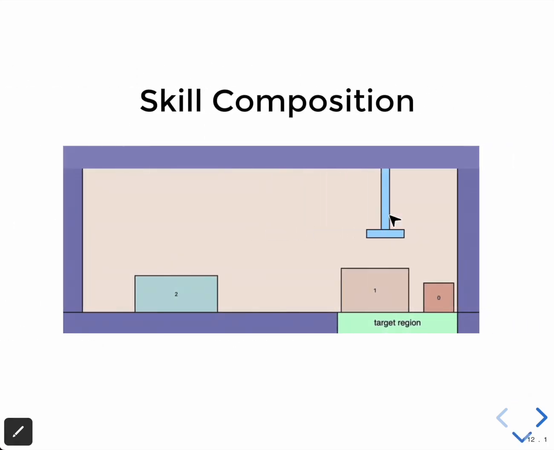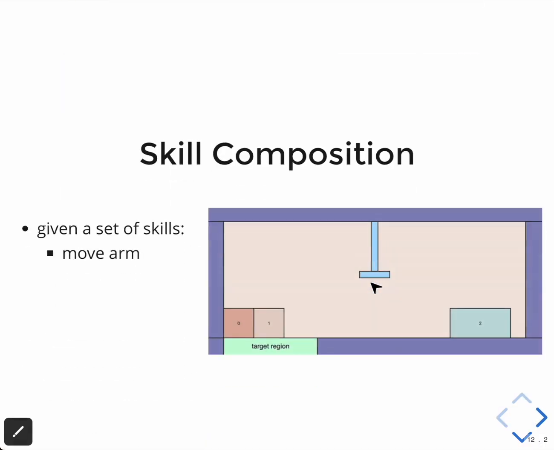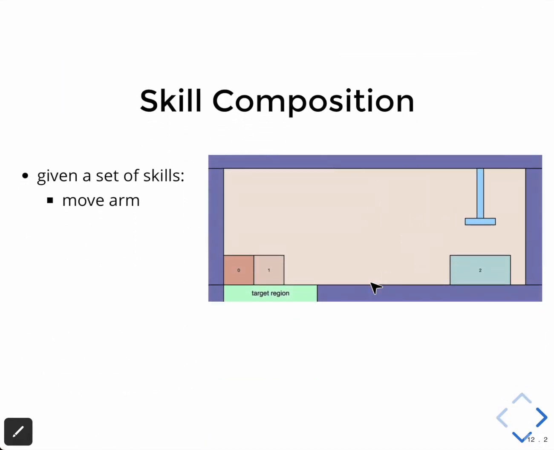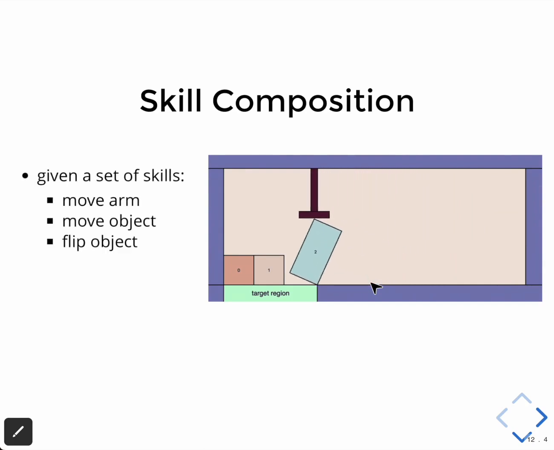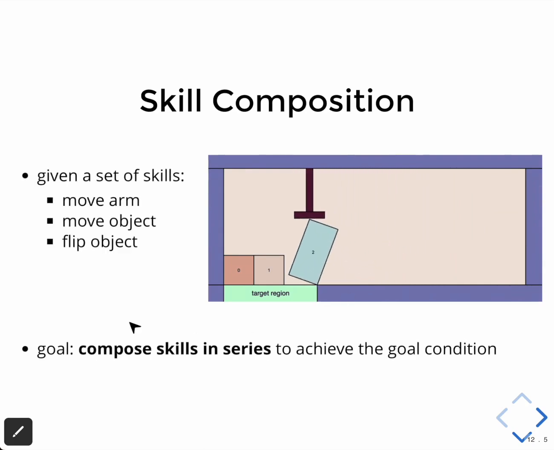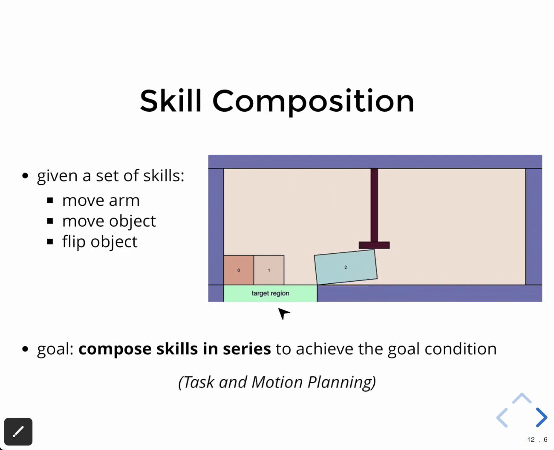My next example is going to be in skill composition. I'm going to use this simple pick and place example. Given a set of skills, such as move the arm, move the object, or flip the object, our goal is going to be to compose these skills in series to achieve some goal condition. Here it is just to put all the objects inside the target region. These kinds of problems are more commonly known as task and motion planning.